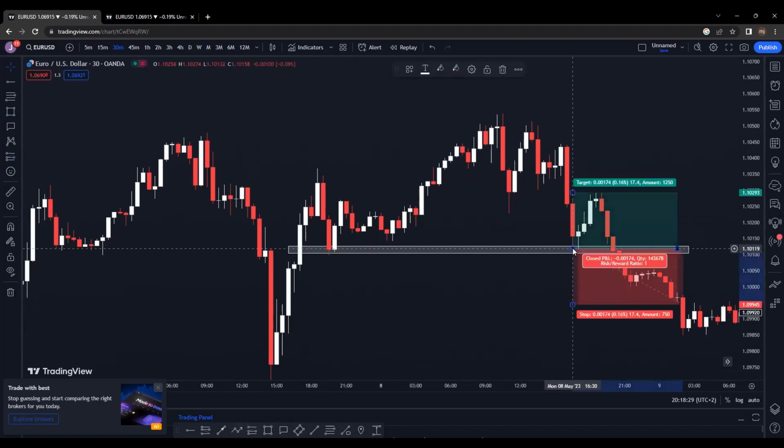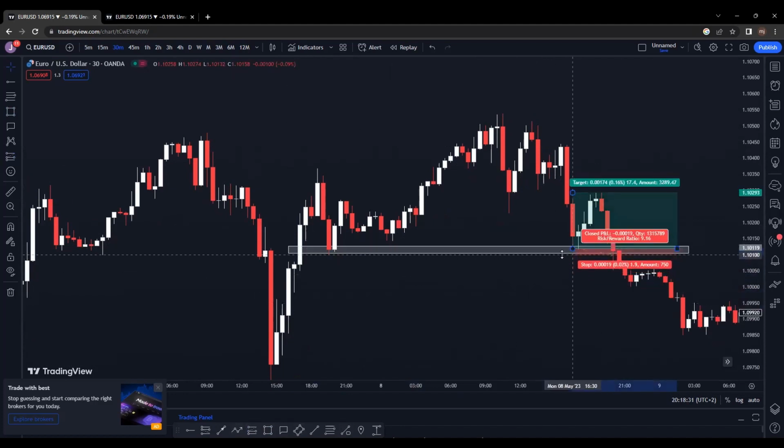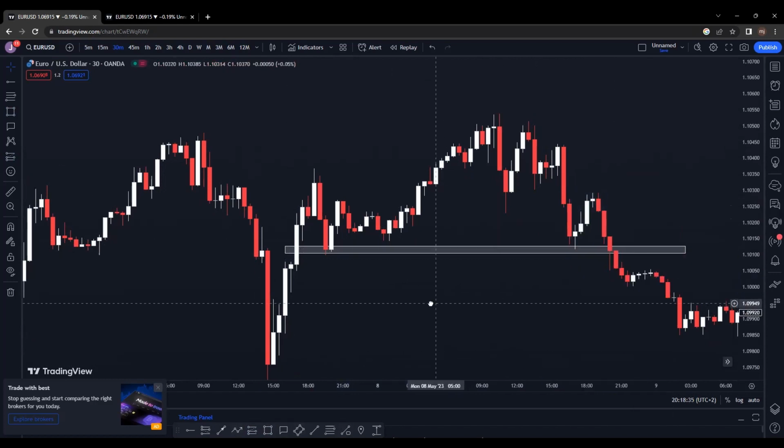This was a nice support. You can even see when the market comes back here, it does some nice rejections there. You see, you could have made some money with that buy on that level. But basically, let's just wait to see what the market did.